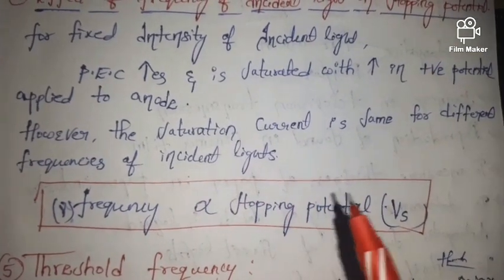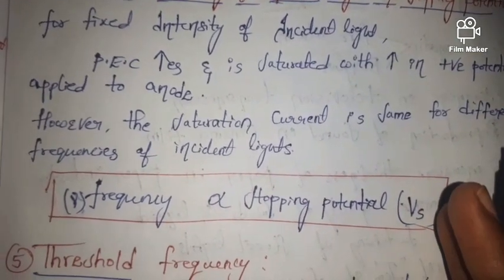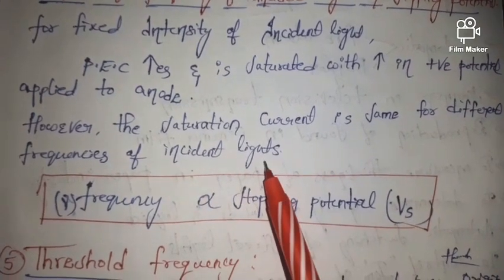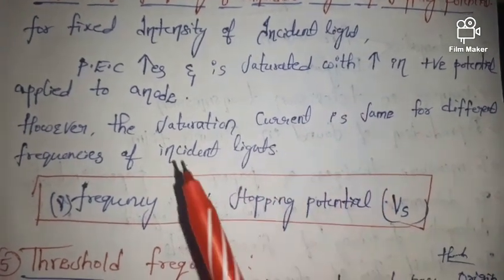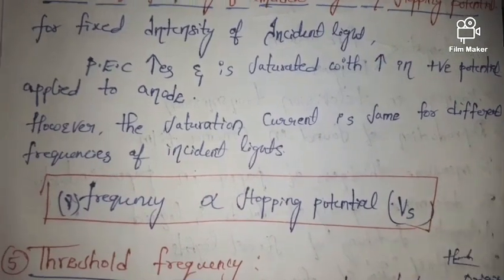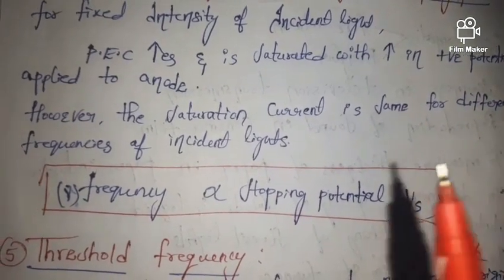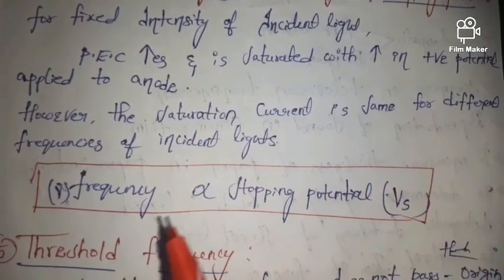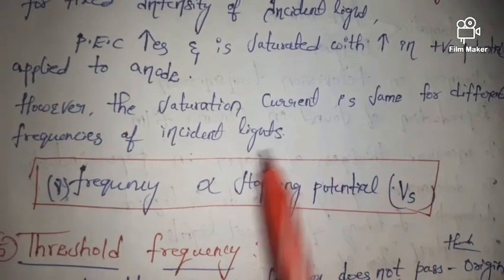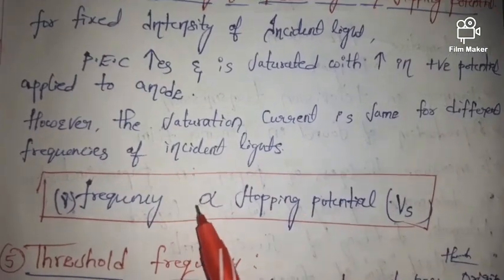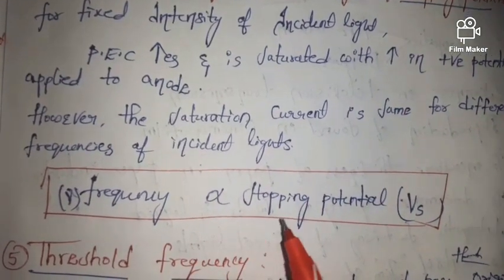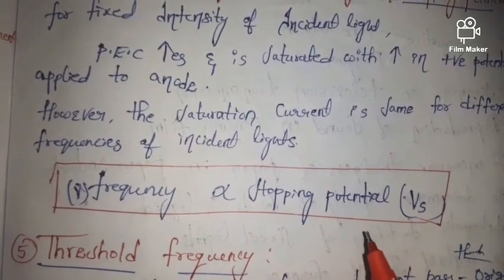Even though the incident lights have different frequencies, their saturation current is the same. The thing we have to remember is this relation: the frequency is directly proportional to the stopping potential or cut-off potential.